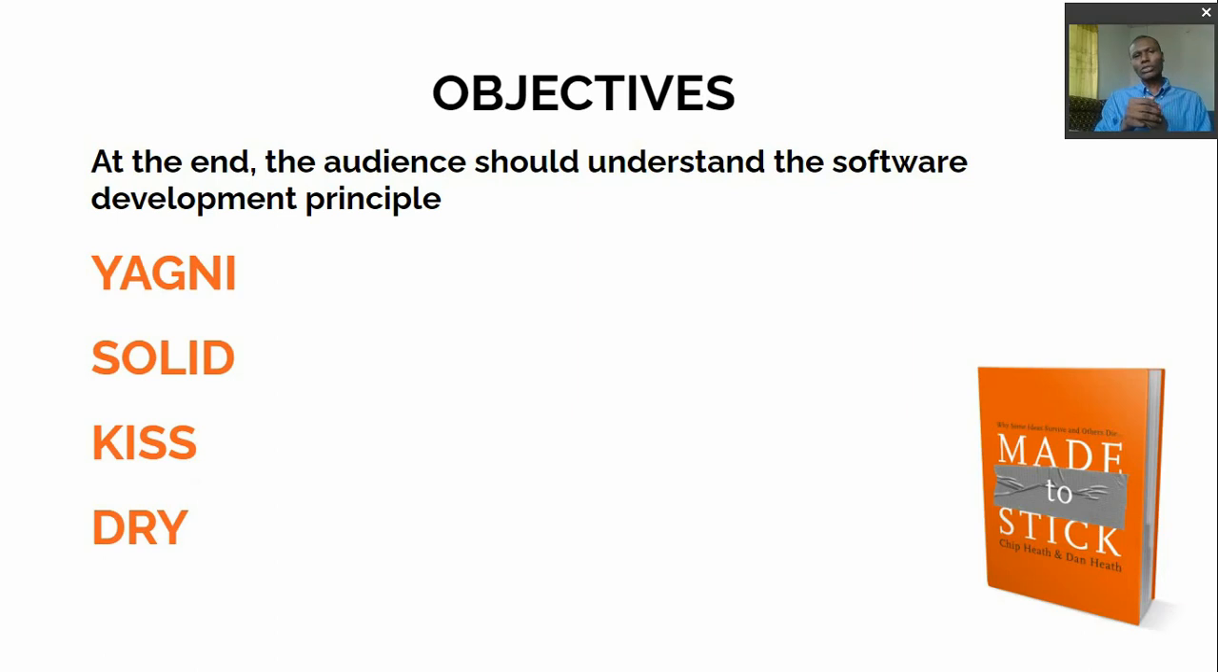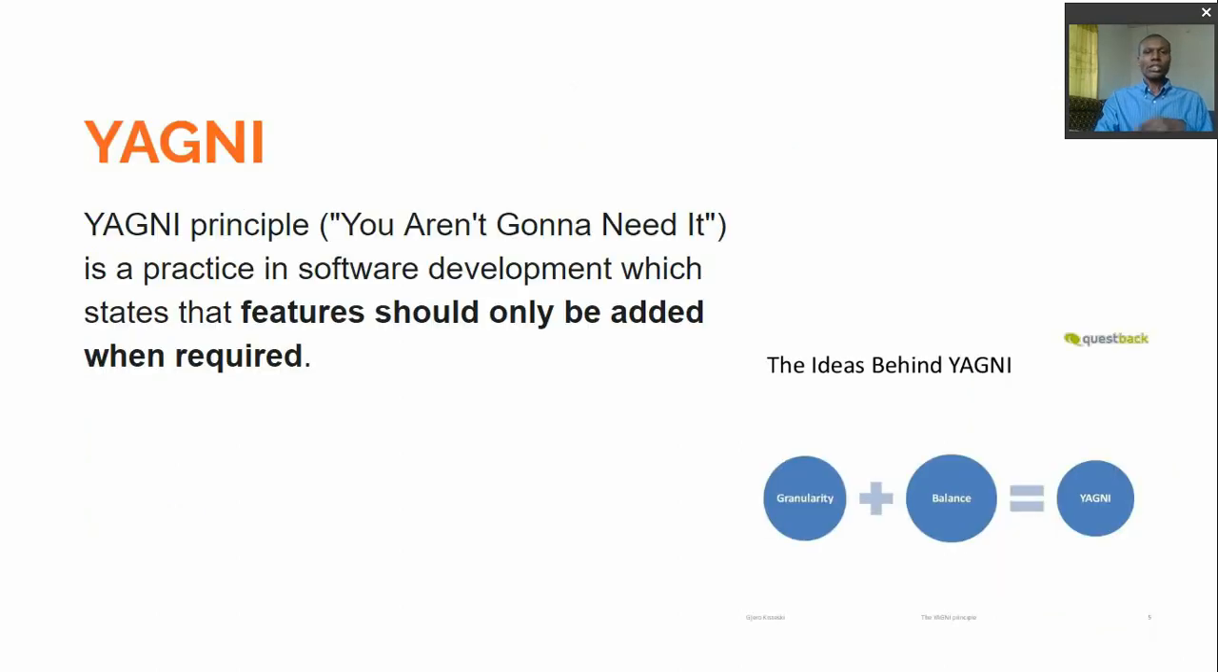Of course, at the end of this exposition of software development principles, the audience should be able to understand the principles that should be followed in developing software that can scale when the need arises. These are the things you ought to understand: the Yagni, the SOLID, the KISS, and the DRY. So without further ado, let's go in and begin to explore them one after the other.